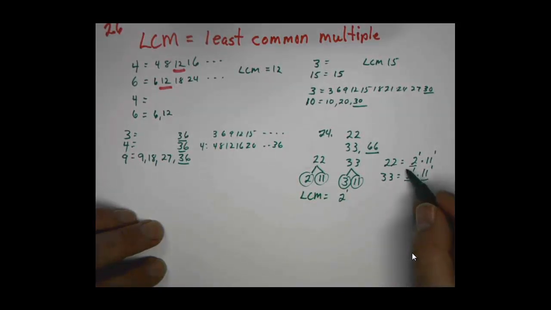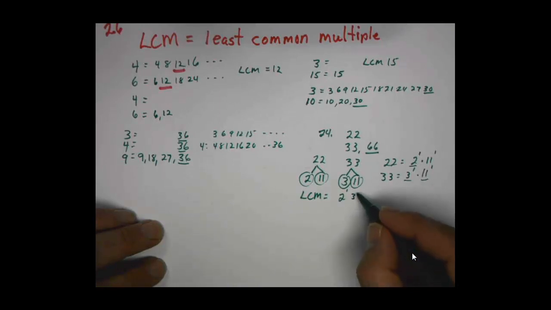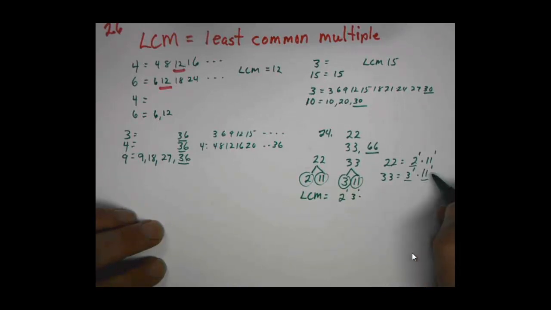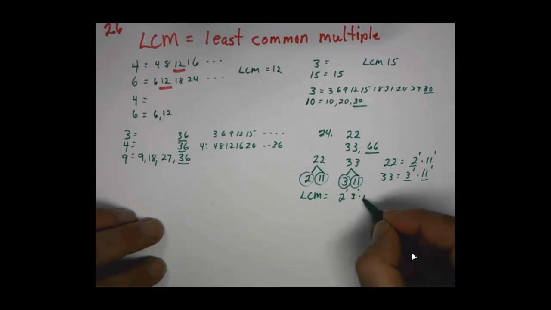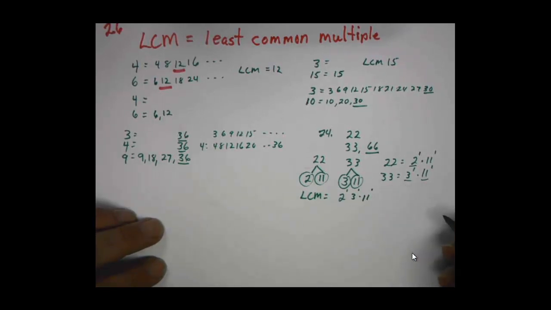Then I notice I have 3 here. Don't have 3's anywhere else, so 3 goes into my answer. And then I have 11 to the first and 11 to the first down here. So it's the same. I just need one. I just need the one with the biggest exponent. If it's the same, I just simply write it down.